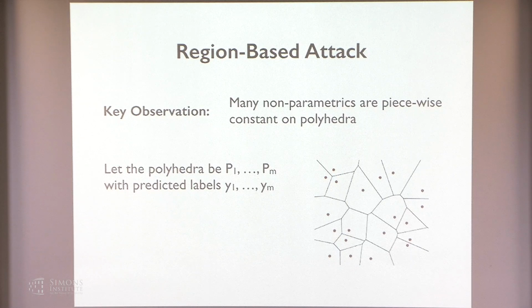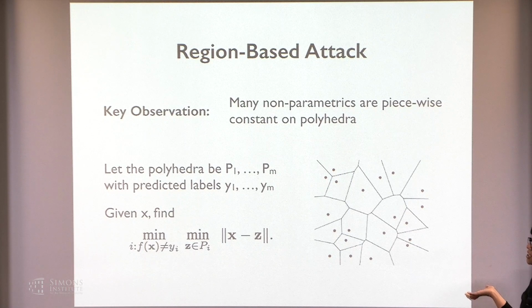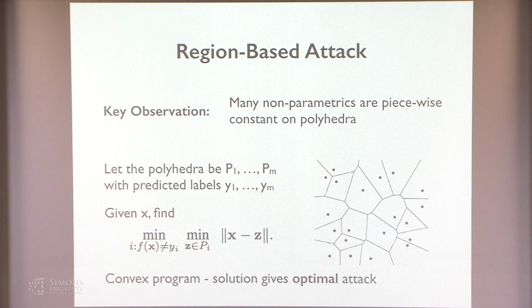So what we do is, suppose your polyhedra are P1 to Pn, where the predicted labels are Y1 to Yn. Now you're given an X, and you find the closest point on the closest polyhedra that has a different label. And that's your adversarial example. If you try to solve it, it's a convex program. And if you manage to solve it exactly, then the solution is an optimal attack, because by definition it's optimal.